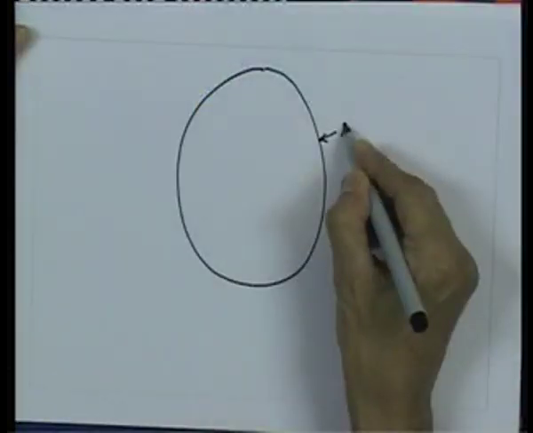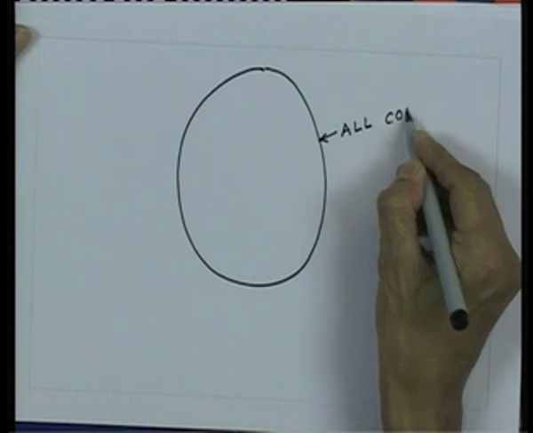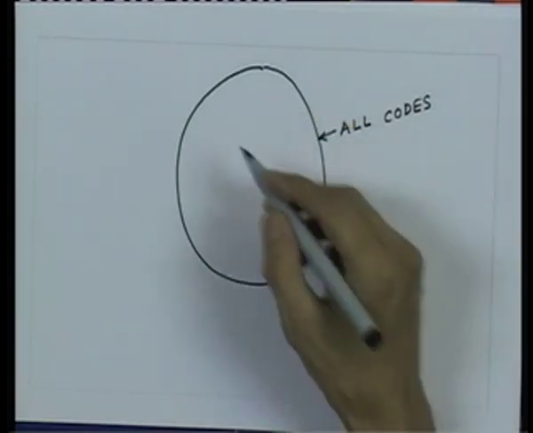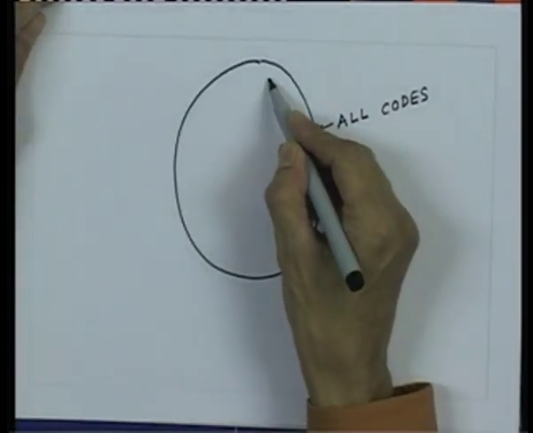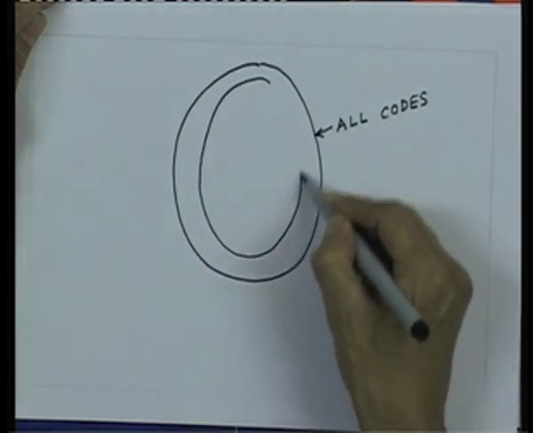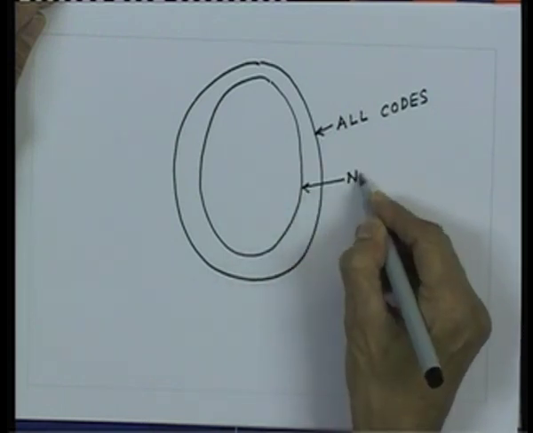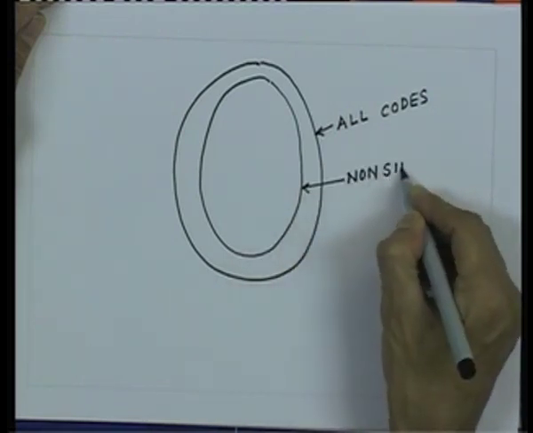Now, let us summarize what we have talked about the codes. In summary, we can say that we have a class of all codes, and out of all these codes, we are interested in a subclass of all these codes, and that is non-singular codes.